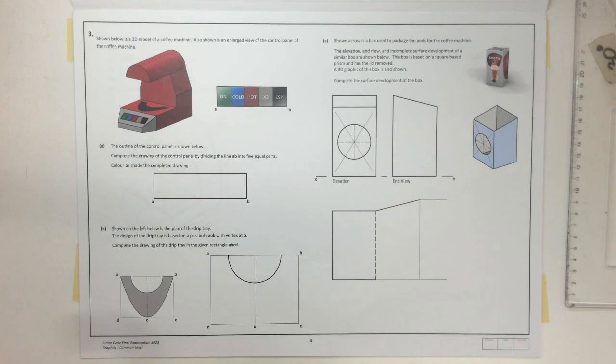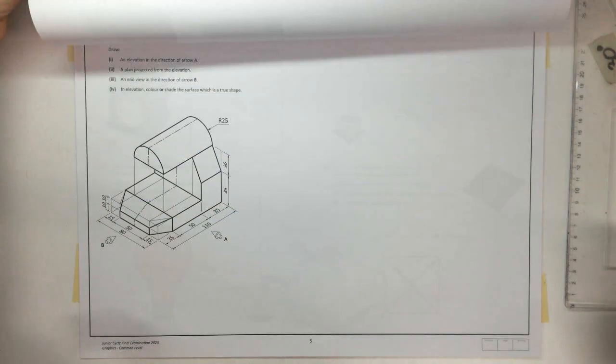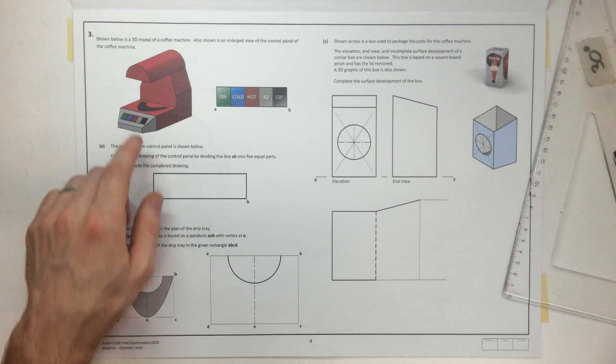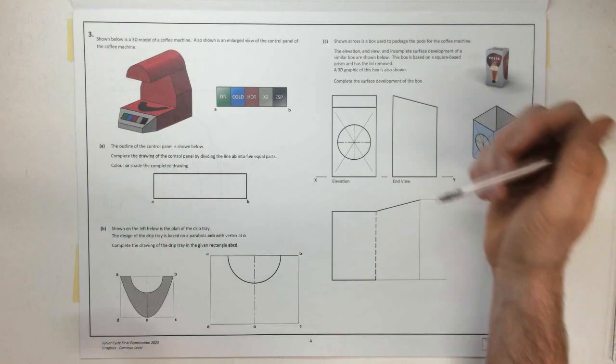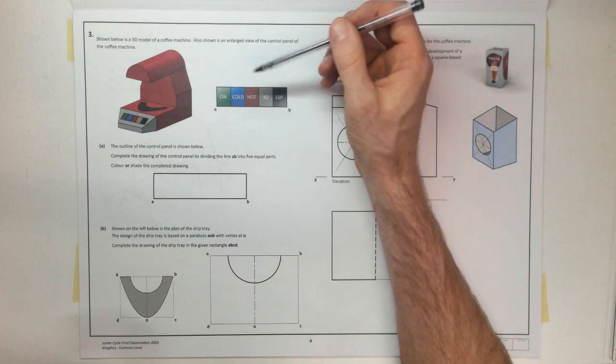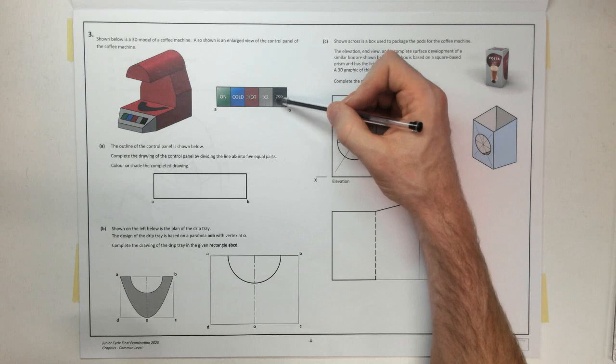Okay, so welcome to question 3 on the 2023 graphics paper. This question is actually across 2 pages here, so I'll do the first page here. So, shown below is a 3D model for a coffee machine. Also shown is an enlarged view of the control panel for the coffee machine. So we've got our on, off, hot, probably our double shot espresso and our espresso shot.